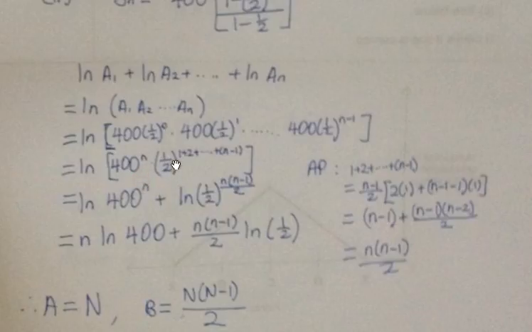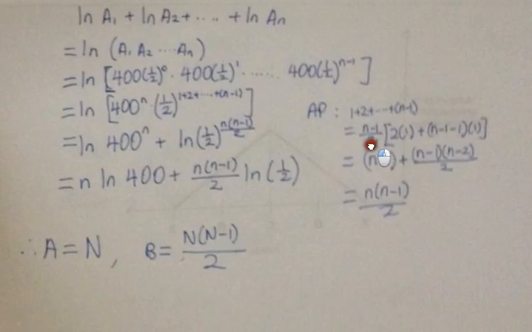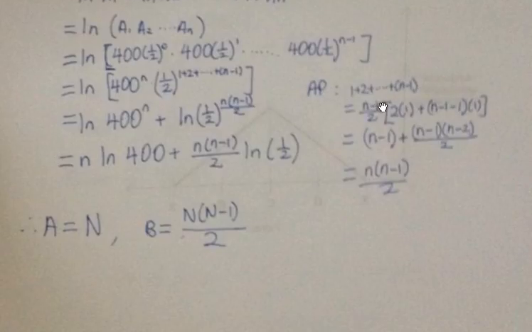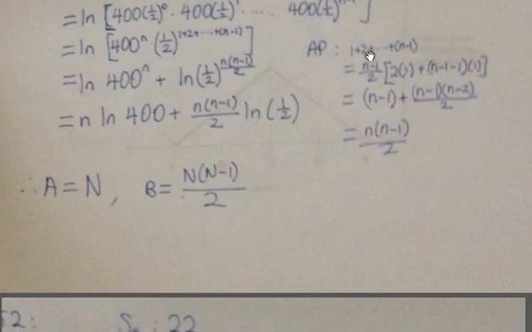Take note, half we need to take to the power of 1 plus 2 plus 3 and so on until we reach n minus 1. So we realize that the power is an arithmetic progression. I do the arithmetic progression at the side here, which is 1 plus 2 plus so on. The sum of the arithmetic progression is n minus 1 over 2 times 2a, a being the first term of 1, plus n minus 1 minus 1 times d, which is also 1. Simplifying this, we get n minus 1 over 2 times n, so the sum of this arithmetic progression is actually n times n minus 1 over 2.